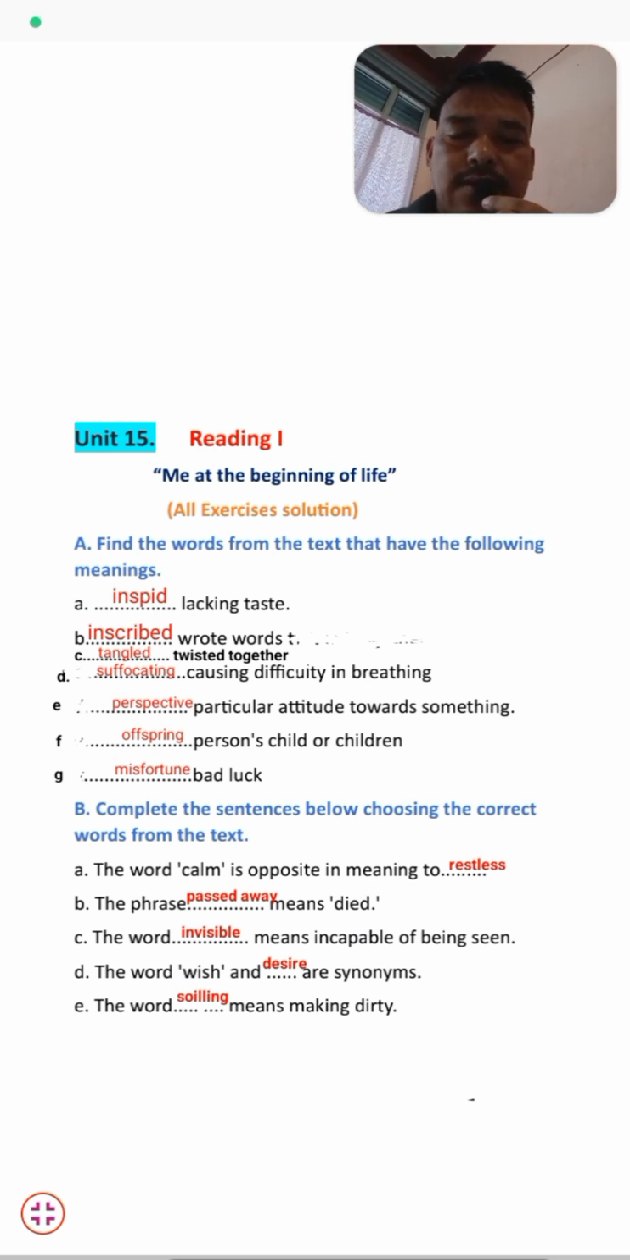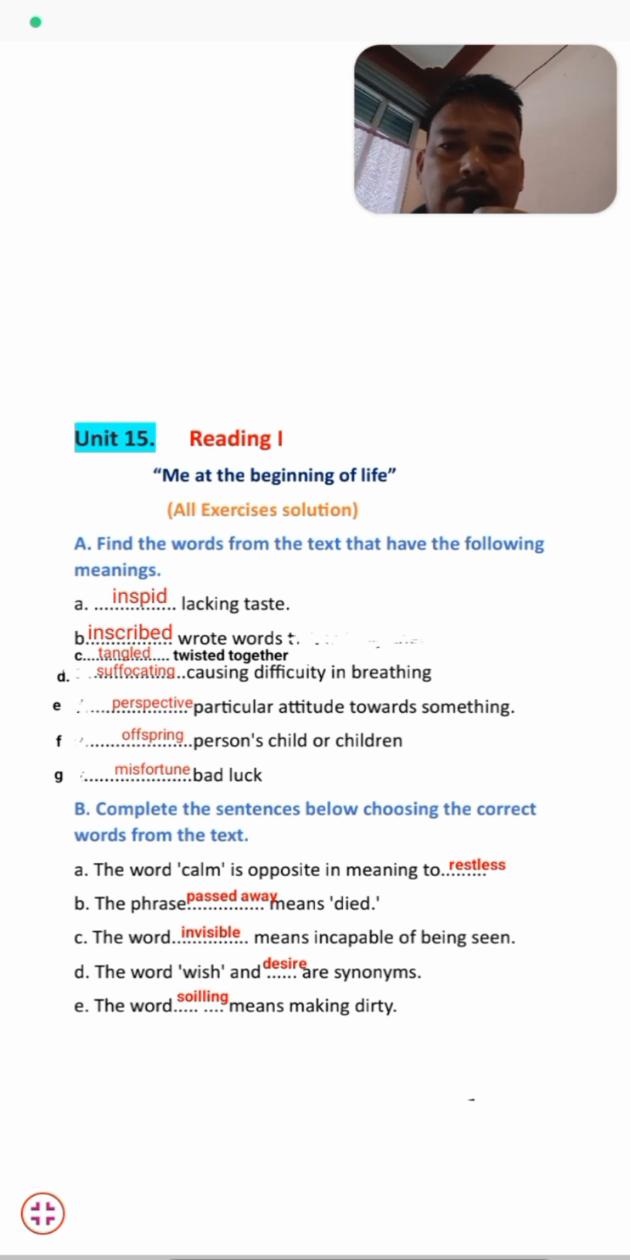Students, first you have to find the words for these meanings. These are the meanings given here, and you have to put the right word from the text. Here I have found the words for all these meanings from the text, and you can write from there. A: lacking taste, it's insipid. B: written words, that's inscribed. And C: twisted together, it's tangled.